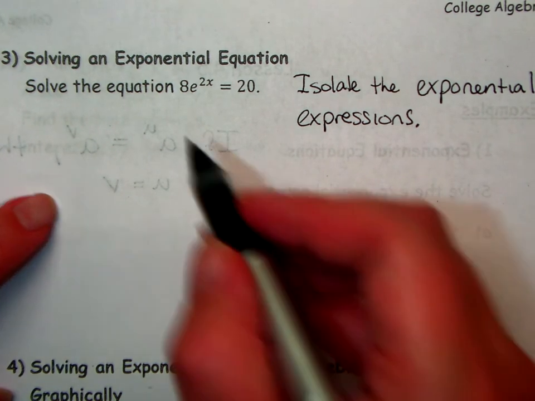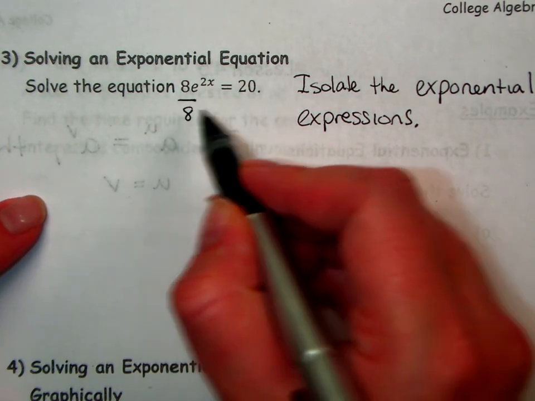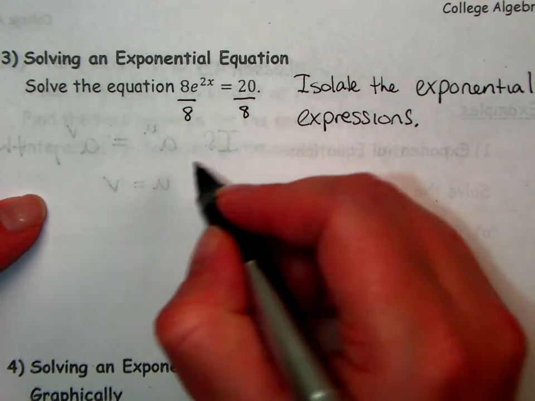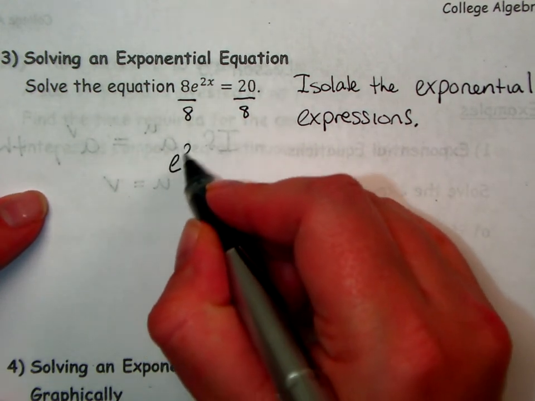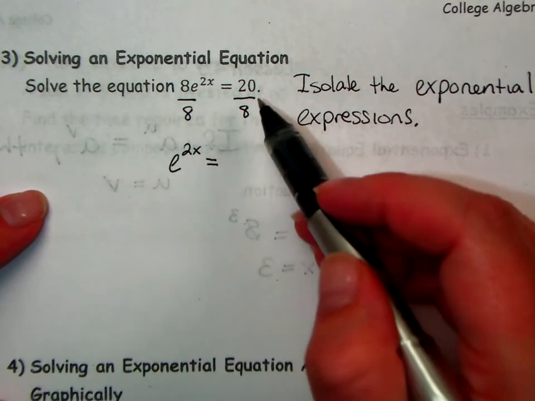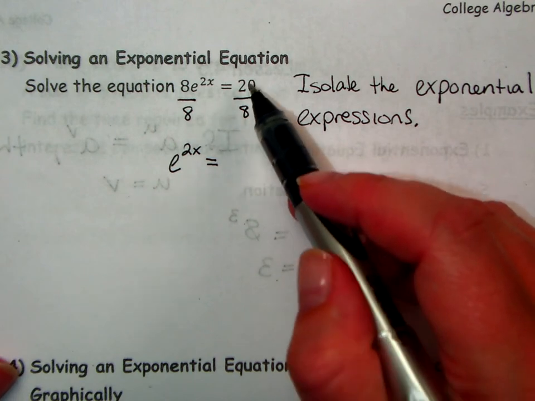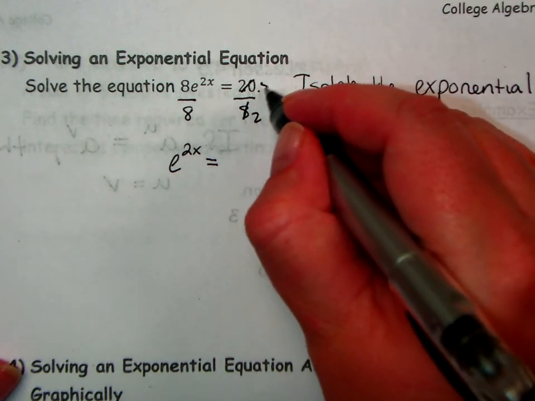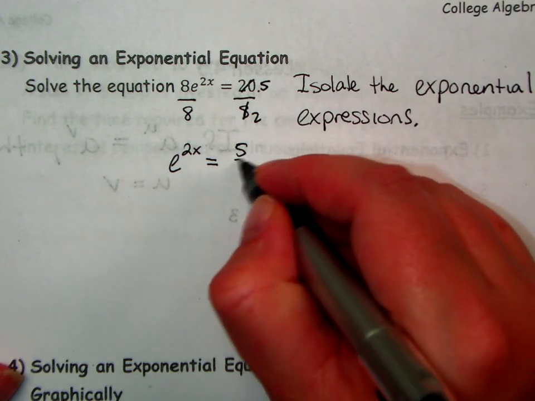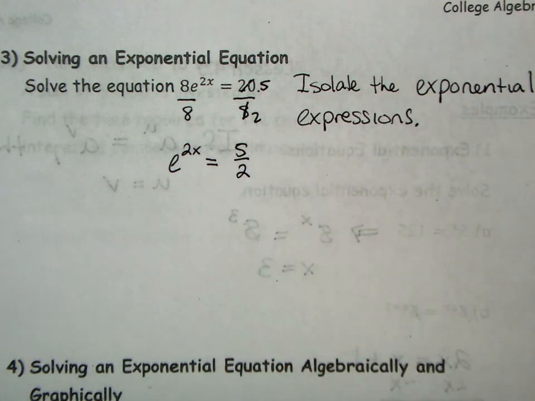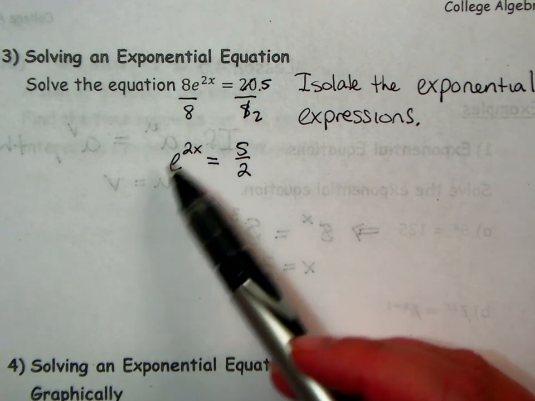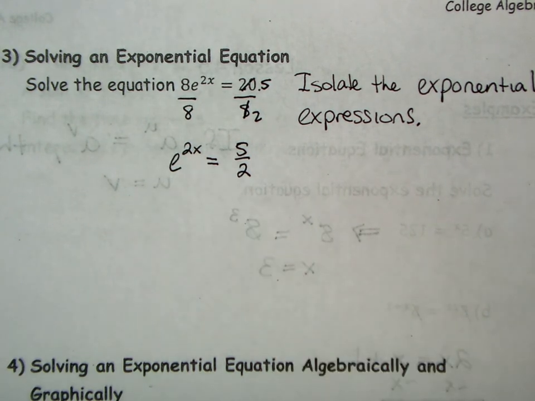Okay, so the first thing we're going to do is divide both sides by 8 to get that e to the 2x by itself. So now I have e to the 2x equals, and I'm going to go ahead and reduce this. Okay, 20 and 8 reduced by 4. So I'm going to get 2 on the bottom and 5 on the top. So I get 5 halves here. All right. So now I have e to the 2x equals 5 halves. I have the exponential expression all by itself.